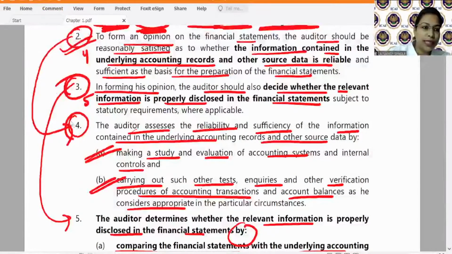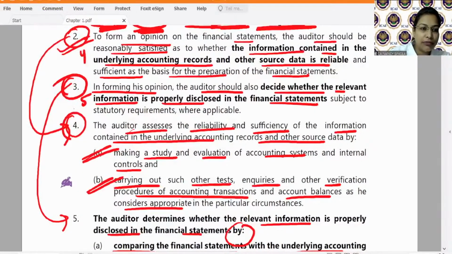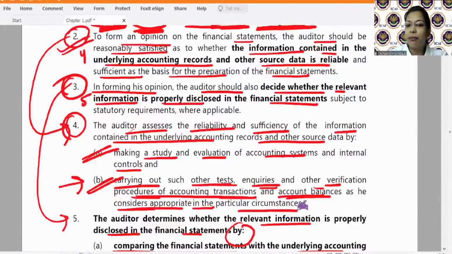So before starting with SA210, I'll just clarify on this point. It is basically saying how to assess the reliability and sufficiency of the information contained in underlying records. First of all, the auditor will study and evaluate the accounting system and internal control. The auditor will peruse, study, and go through the accounting system, how the internal controls are working, how the accounting system works. Carry out such other test inquiries and other verification procedures of accounting transactions and balances as he considers appropriate in particular circumstances.